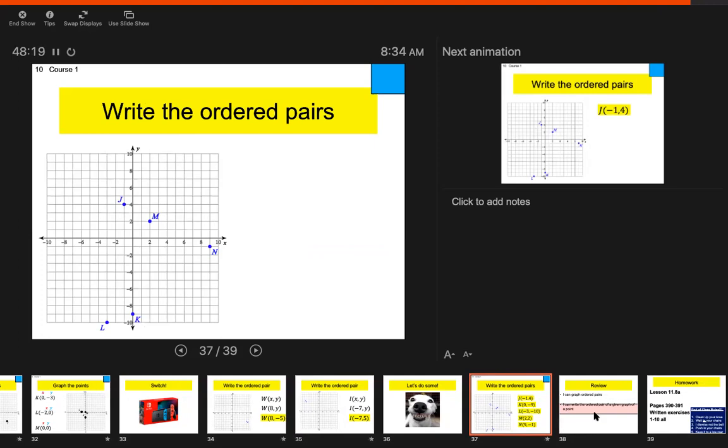Malachi, pick a letter, any letter. Okay, K, give me the coordinates. Zero, negative 9. You said 0, -9, yay or nay, class? Yay. All right, Jasmine, pick a letter. Oh, okay. J, go for it. -1, 4, yay or nay?